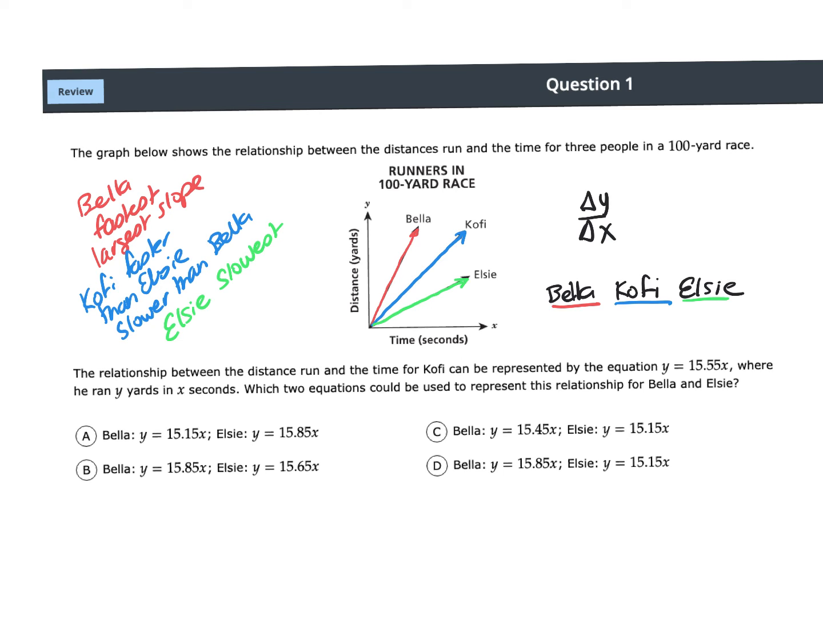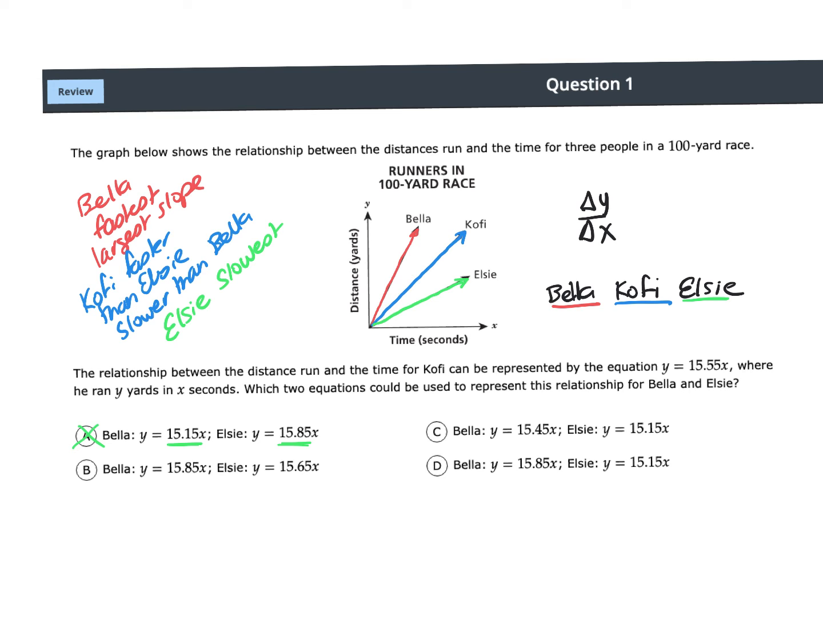So here, for choice number 1, I notice that Bella is 15.15 and Elsie is bigger. So this cannot be correct. The second one, I know that Bella is bigger than Elsie, so I'll keep that as a possibility. The third one, I can see that Bella is bigger at 15.45 than Elsie. And the fourth one, I also see that is bigger.